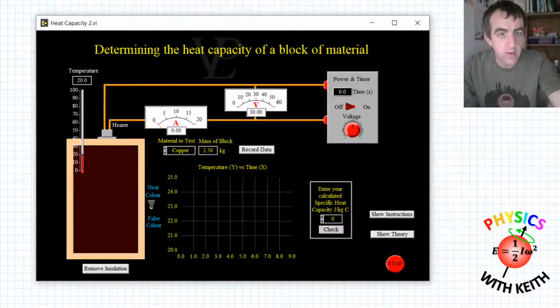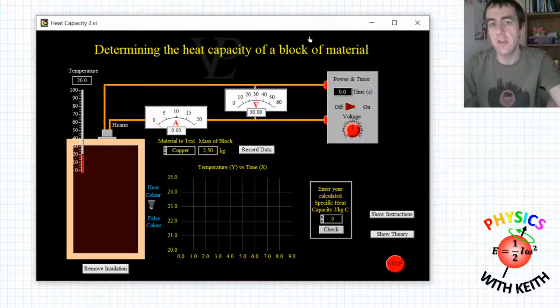This video is about specific heat capacity and is one of the required practicals for your GCSE. In this video I'm going to be using one of the virtual physics laboratory simulations that Dr. John Nunn has kindly given me permission to use in these videos. This one is the specific heat capacity 2 simulation.